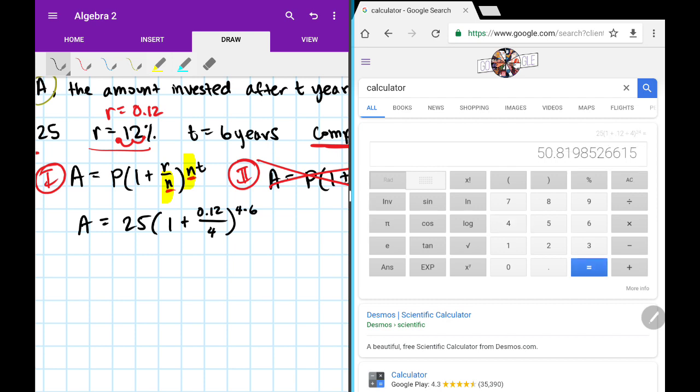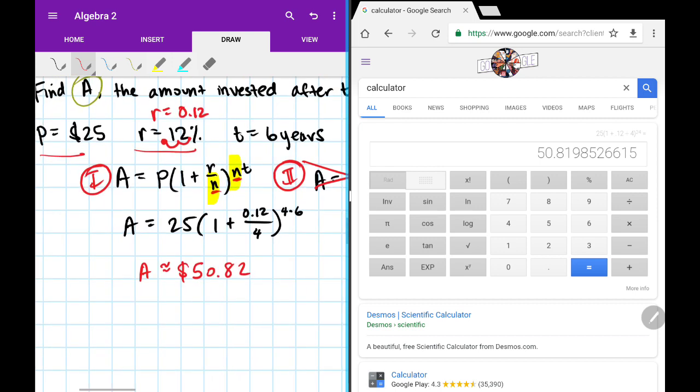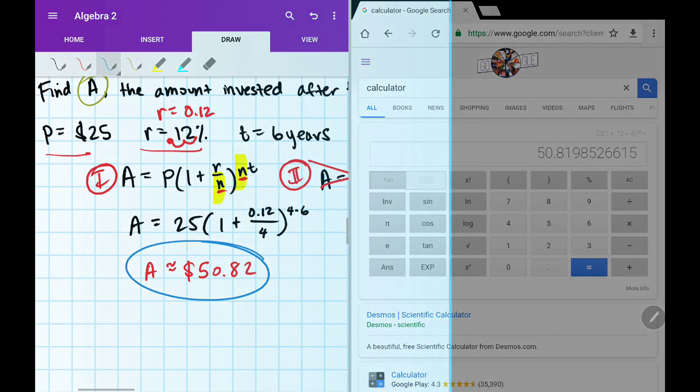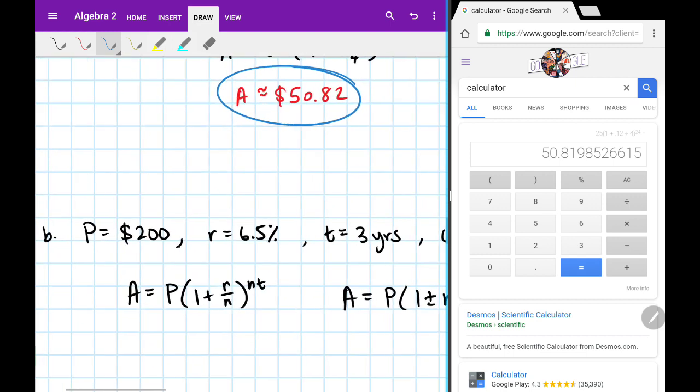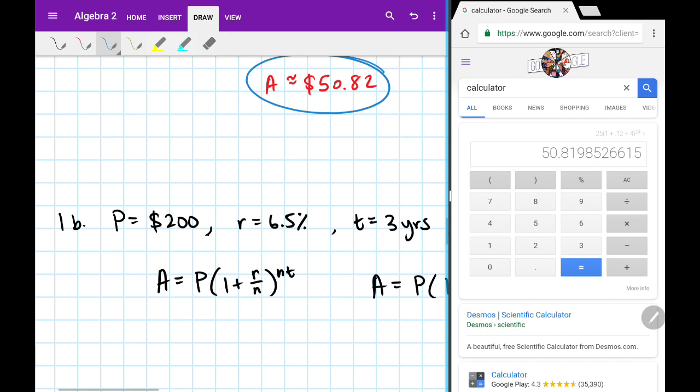So I'm just going to write it. Looks like we're going to make $50 and approximately 82 cents. Not so bad. I mean, your money more than doubled. Remember, you started with 25 and we ended with 50, almost 51 bucks. Now, yeah, it did take 6 years, but you know, better than nothing. All right, let's try the second one.